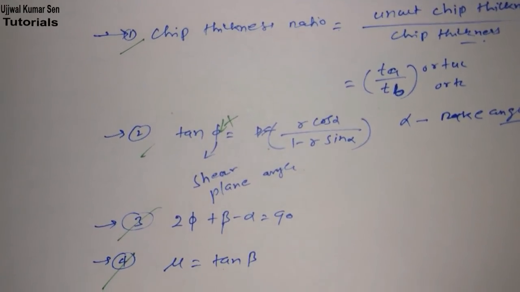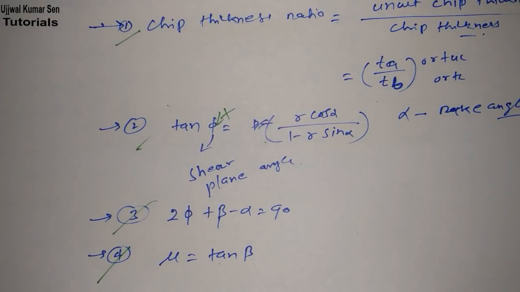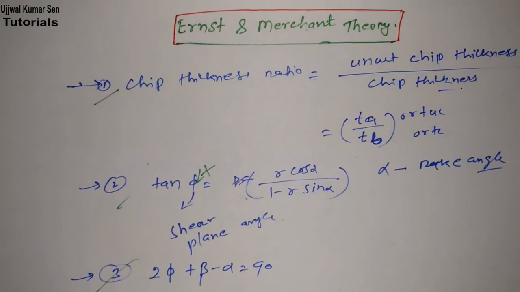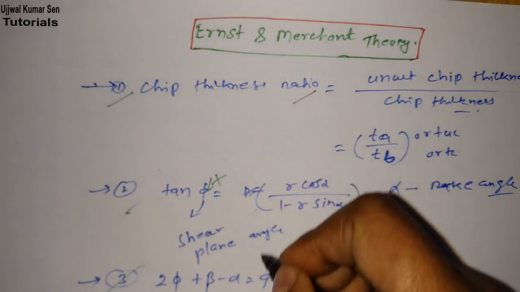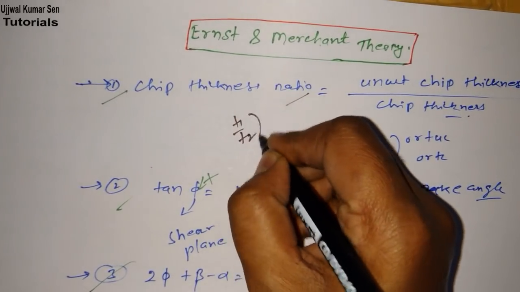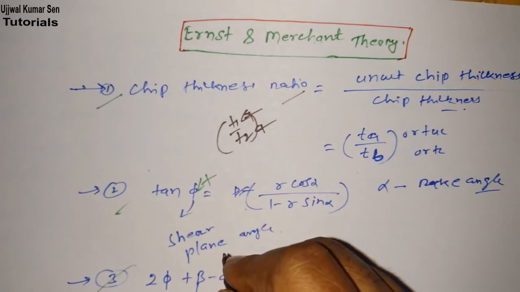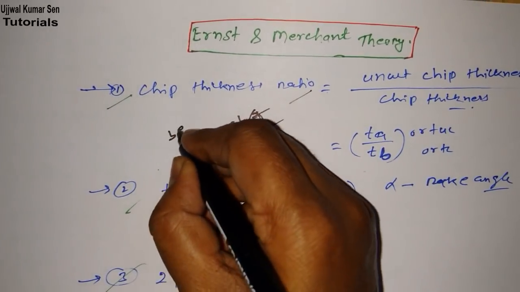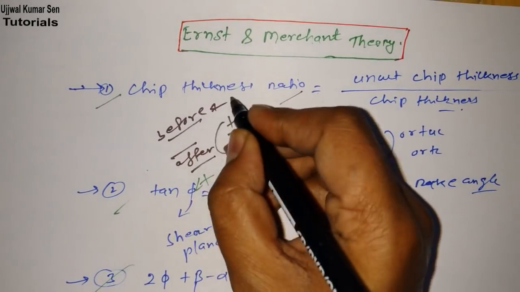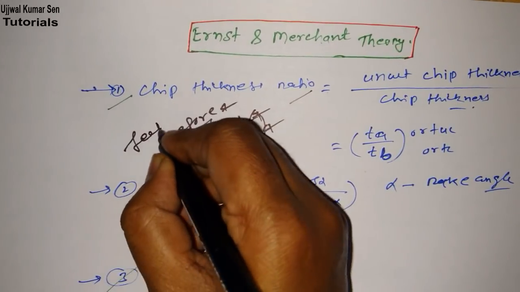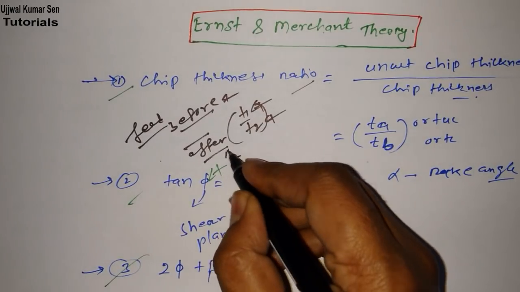So if you know these four formulas, then you can easily find out the answer and get 4 marks in the examination. But the most important thing, where you are going to get confused most of the time, is chip thickness. Sometimes we call it T1 by T2, and we get confused about what is T1 and what is T2. So let me share with you. Just use T1 is before and T2 is after. Before means before the cutting process, that is feed, and after the cutting process, that is chip.